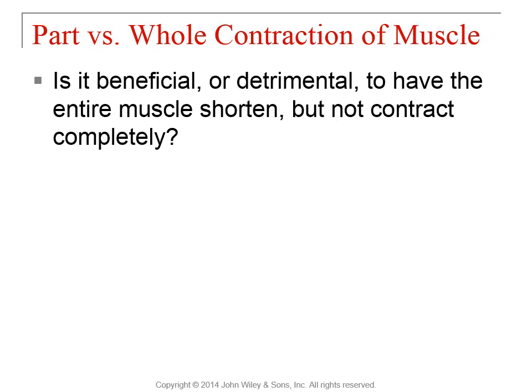So the first question for you, very simply, is part versus whole contraction of muscle. I want you to think about this. Is it beneficial or detrimental to have the entire muscle shorten but not contract completely? What does that mean? Do we want all of the sarcomeres, all the muscle fibers, to contract all at once? Or do you want only a part of the entire muscle to contract at once?